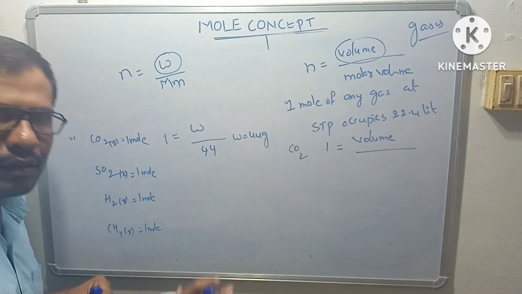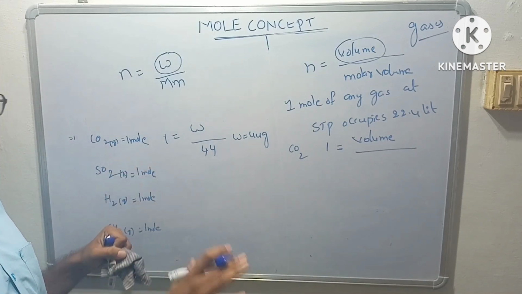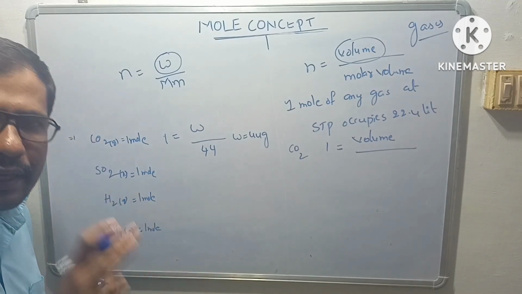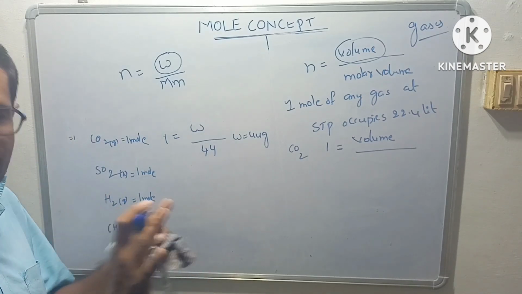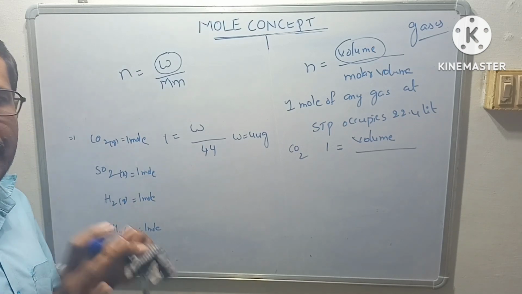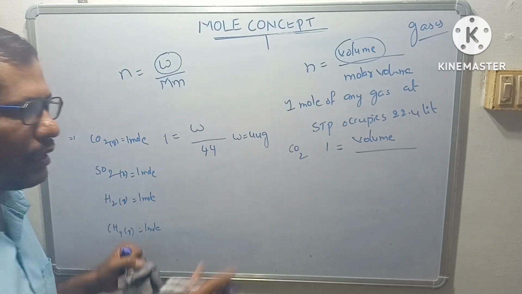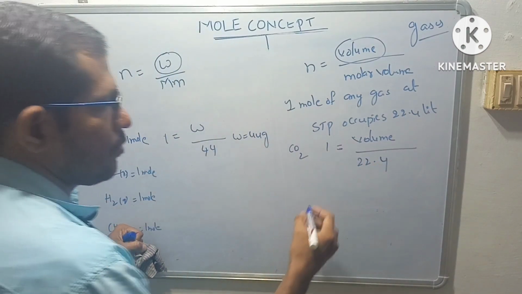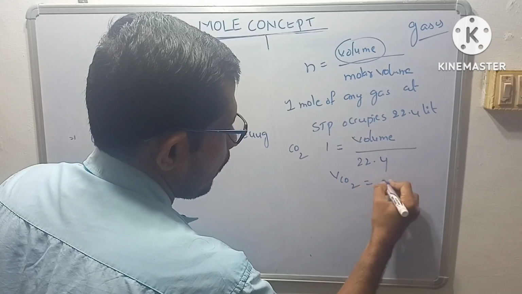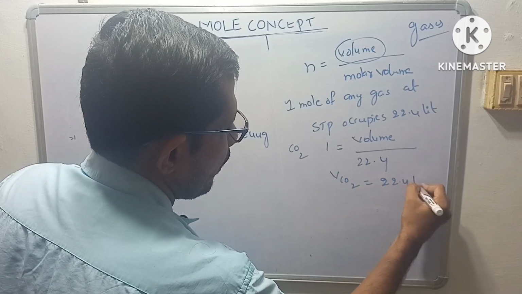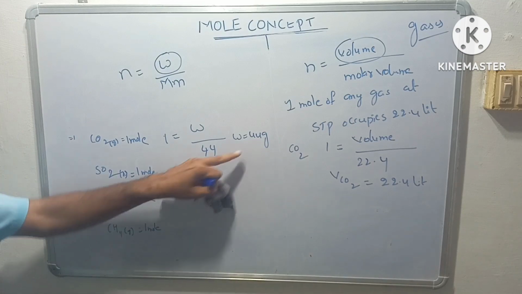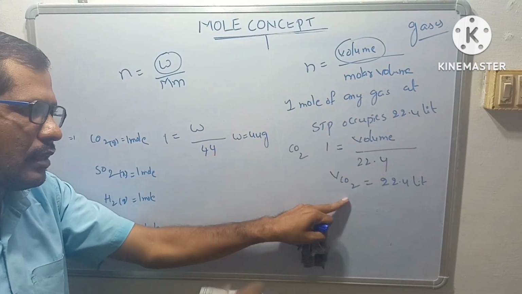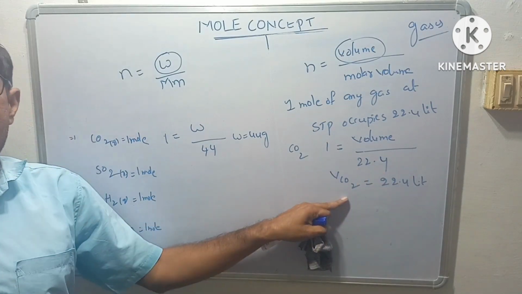But in the question paper, the setter gives in terms of the volume. What is the molar volume? 1 mole of any gas at STP occupies 22.4 liters. So I will put 22.4 liters over here. So the volume of CO2 is 22.4 liters. Understood now? The weight of the CO2 is 44 grams, and at STP conditions, the volume of the CO2 is 22.4 liters.